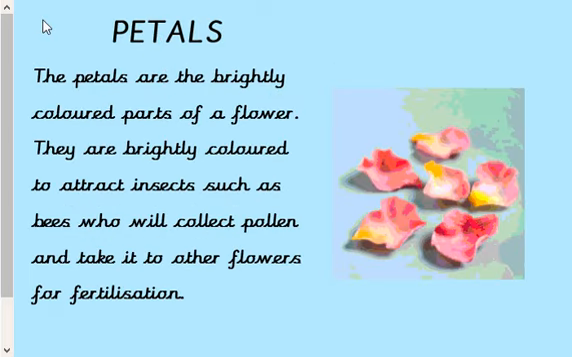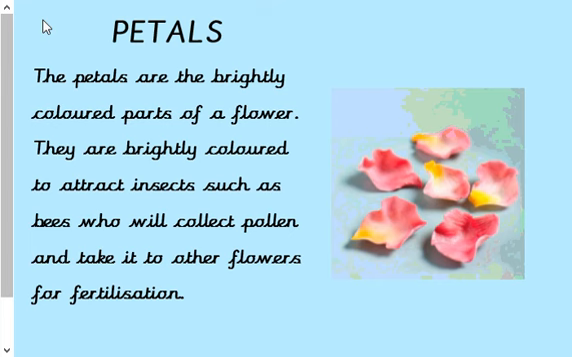What about petals, though? I mean, petals are the brightly coloured parts of a flower. They're the things that we really look at in a garden. When we're looking at how beautiful a garden is, it's usually the petals that we see. What are they used for? Well, generally they're brightly coloured because they're used to attract the insects, such as the bees.